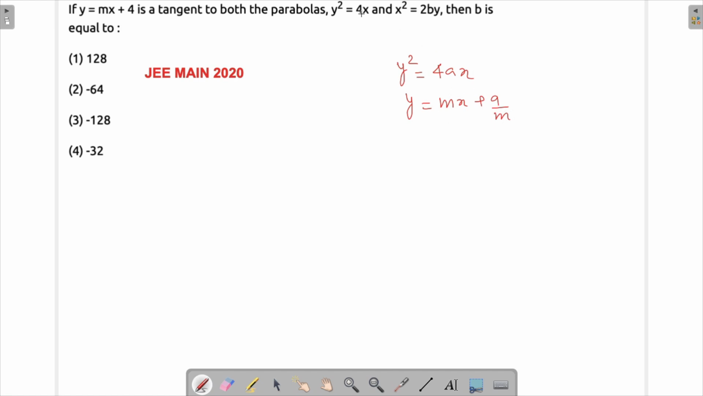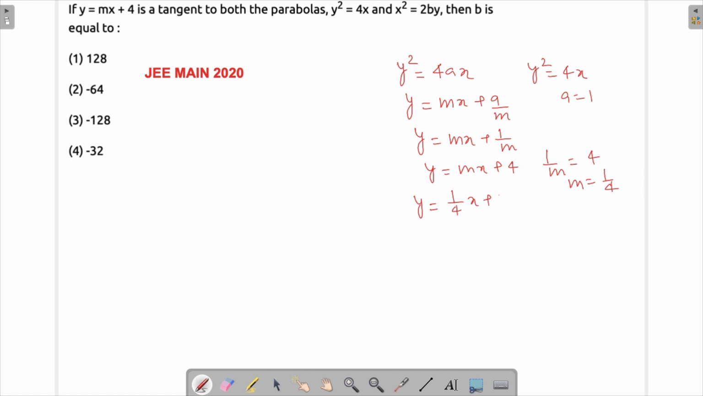Here, the equation given is y square equals to 4x, meaning that a is actually equal to 1. So if I want to write the equation of tangent, then this will be y equals to mx plus 1 by m. What is given to me is y equals to mx plus 4. So here I can compare and say that 1 by m is actually equal to 4, or m is actually equal to 1 by 4. So my equation of tangent now is changed to y equals 1 by 4x plus 4.